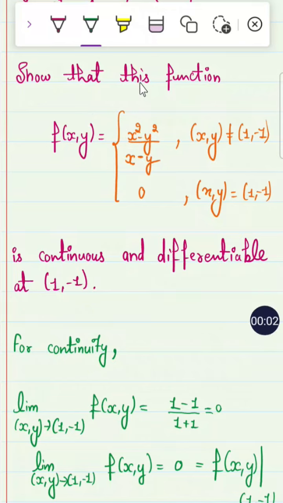We have to show that this function, described as f of x comma y equals x square minus y square upon x minus 5, at the point x comma y not equal to 1 comma minus 1. This means that x comma y does not exist in this interval, right? If x comma y equals this interval, then the function's value becomes 0. So we have to prove that this function is continuous and differentiable at 1 comma minus 1.